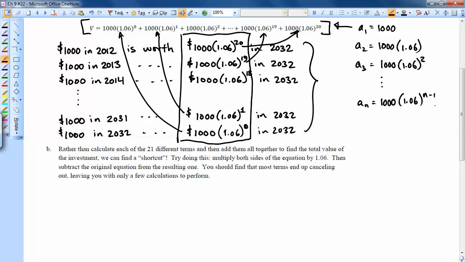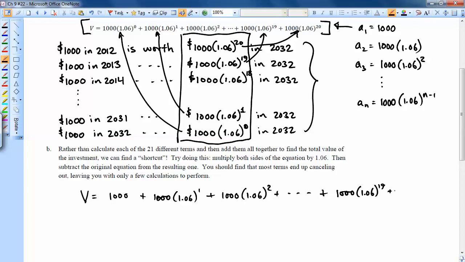And it even gives us this shortcut here. I'm going to call the entire thing V and just rewrite the original line. I'll just write it as 1,000 plus 1,000 times 1.06 to the first plus 1,000 times 1.06 squared plus dot dot dot plus 1,000 times 1.06 to the 19th plus 1,000 times 1.06 to the 20th.